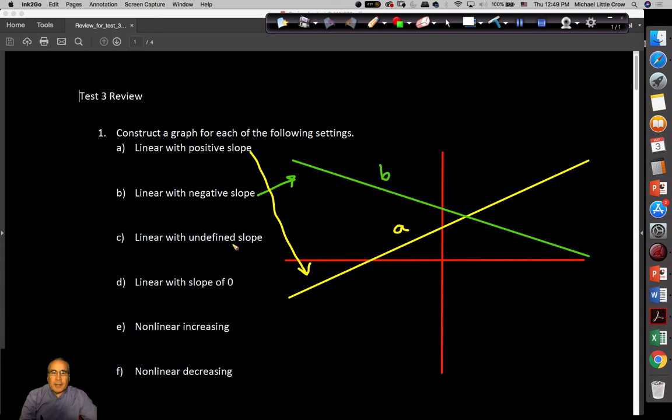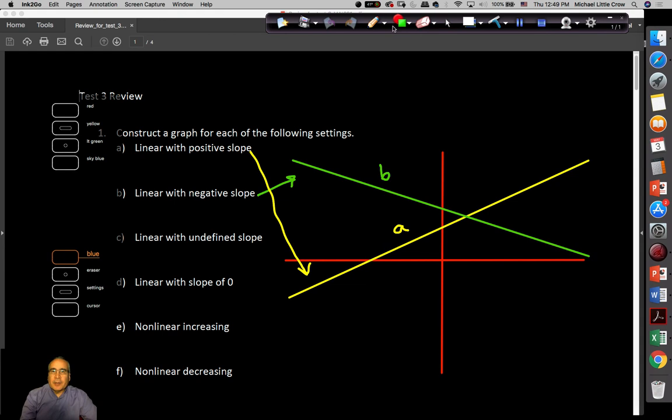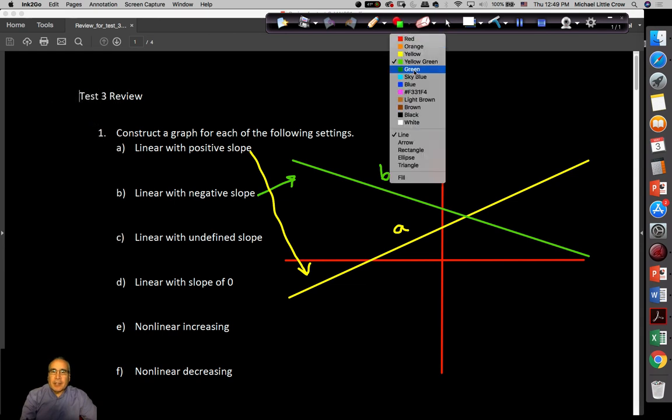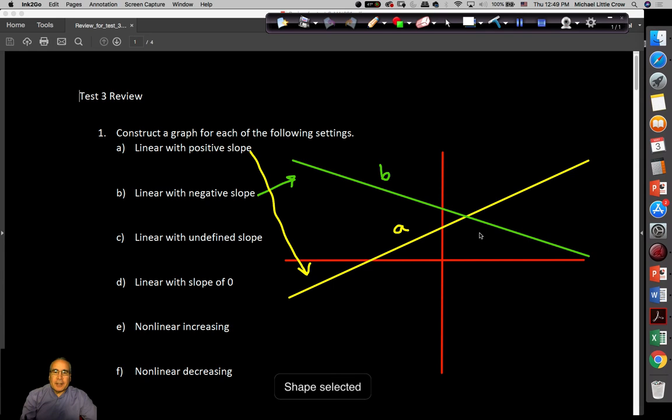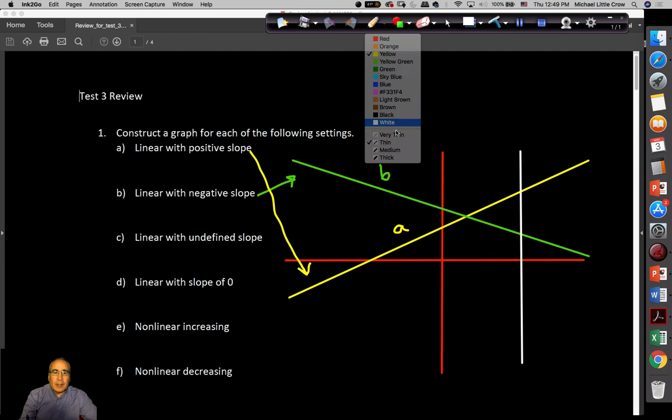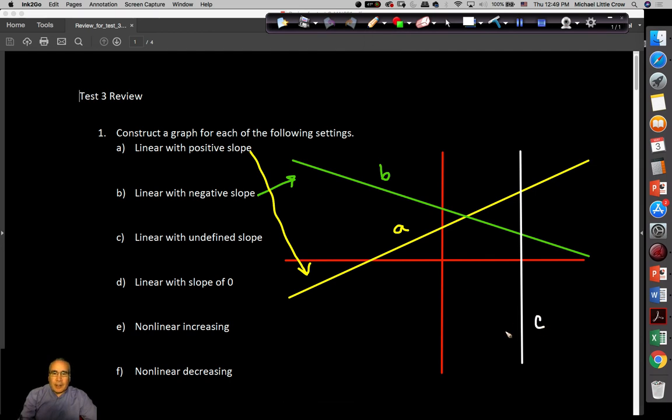A linear with undefined slope. Well, we could just take the y-axis. It's a vertical line. Undefined slope is going to have a vertical line. So I'll put another vertical line over here, anywhere that you'd want to. Any vertical line is going to have undefined slope. So that'll be C here. I'll just put it's a vertical line. We won't ask you these questions directly on the final exam, but understanding them will help you solve the problems that we're going to be dealing with.